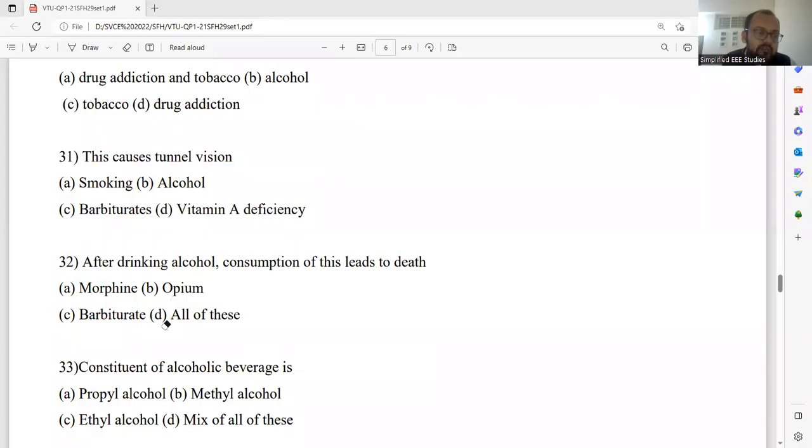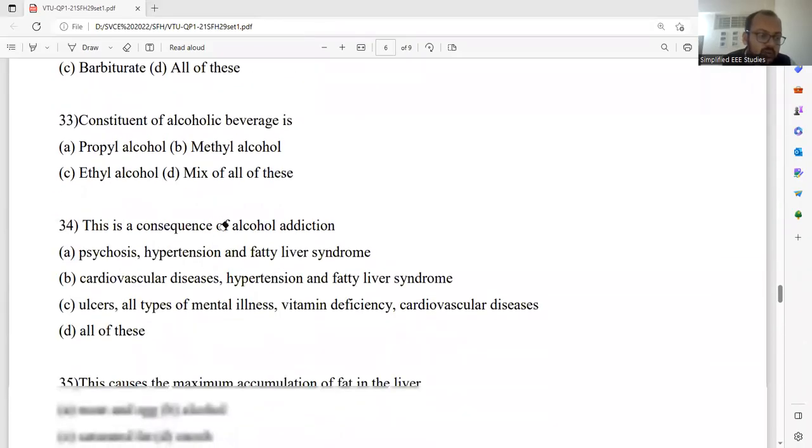Question number 33, we have completed. Now we'll be moving on to question number 34. This is a consequence of alcohol addiction, which could be the right answer? Please read out and find out. Question number 34: cardiovascular diseases, hypertension, and fatty liver syndrome. So I would like to select option B. Option B is the correct answer for this particular question.